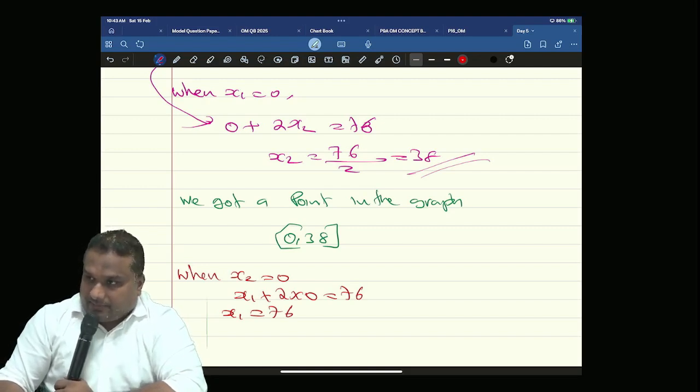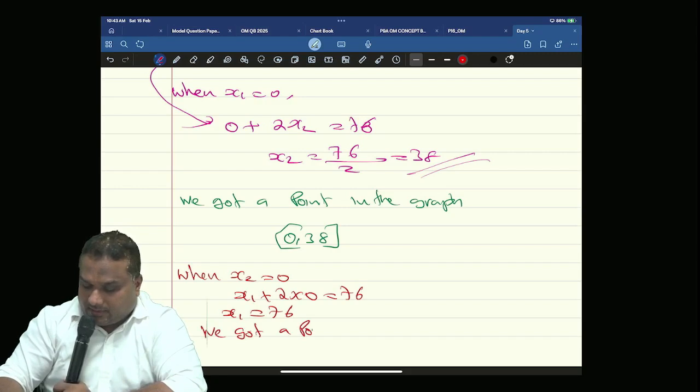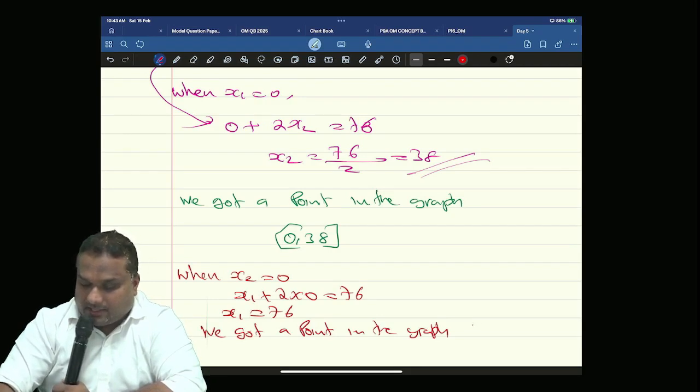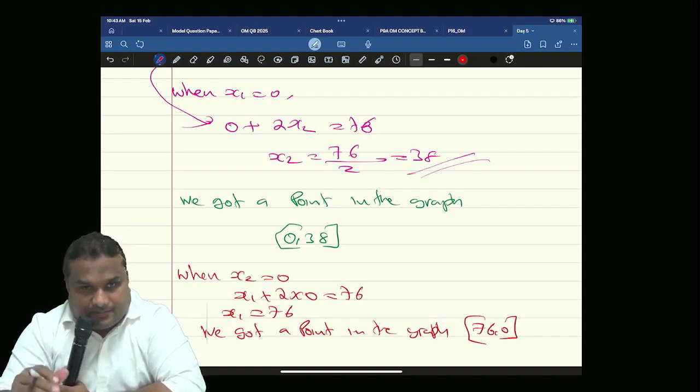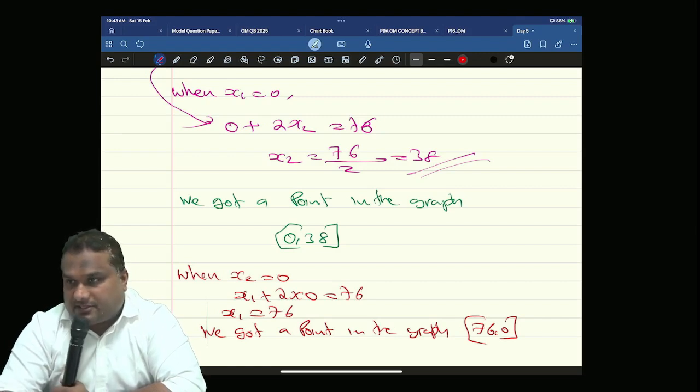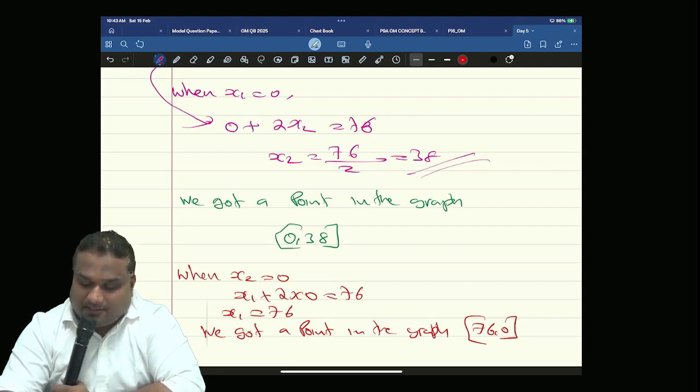x1 equal to what? Tell me. 76. Now, we got a point in the graph. Tell me, what is the point in the graph? 76, comma 0 or 0, 76? Why is it 76, comma 0? Because we say the x1 value first. Correct? Happy or unhappy?